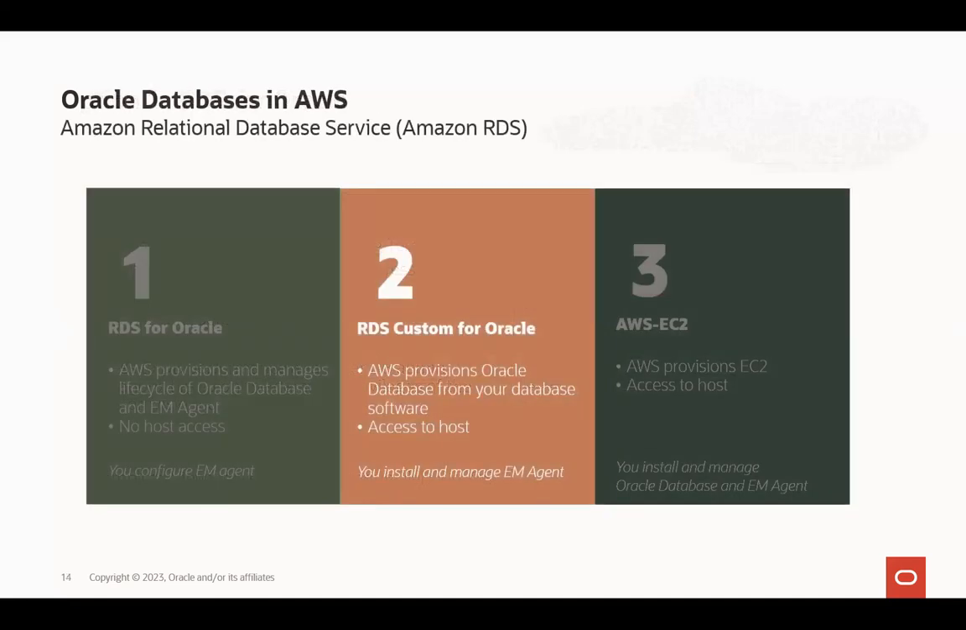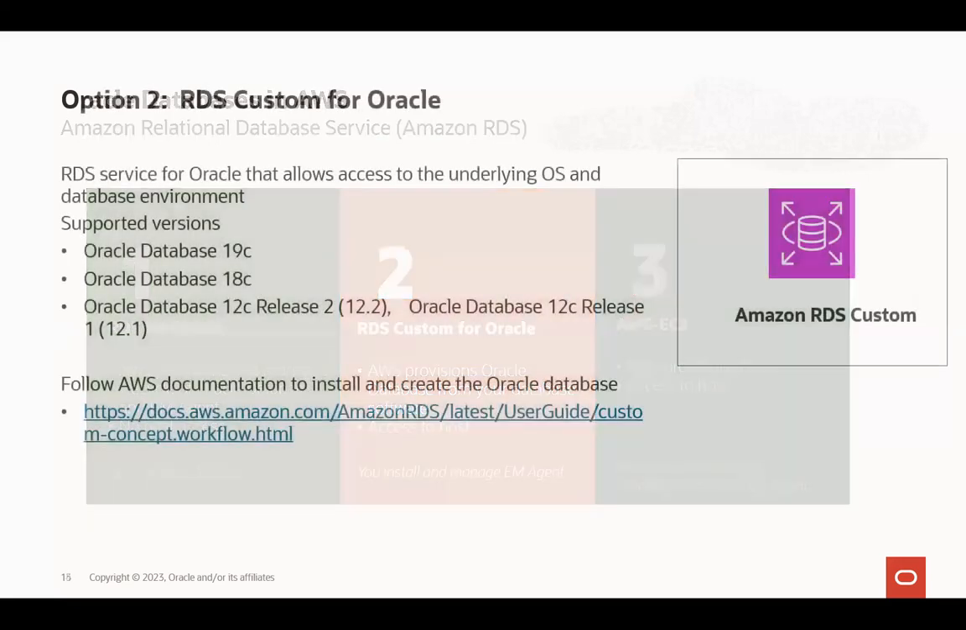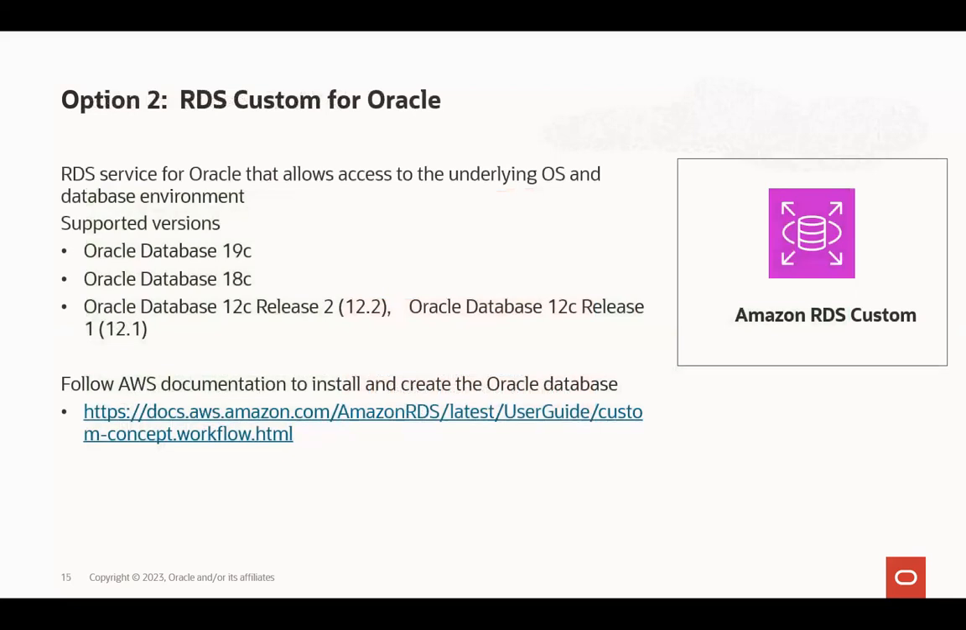Now let's take a look at the second option, RDS Custom for Oracle. In the RDS Custom for Oracle option, you provide the Oracle database installation files, which is used by Amazon to provision an Oracle database for you. Supported versions include 12c, 18c, and 19c. You can follow the AWS documentation for details on creating the Oracle database. This option allows access to the underlying OS and database environment.